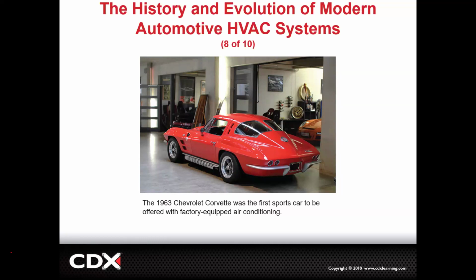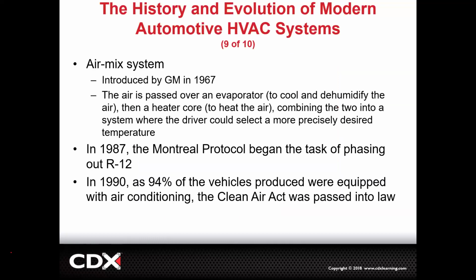Cool. From there, in '67, GM came out with this thing called the air mix system. So the air was passed over an evaporator, which would cool and dehumidify the air. Then a heater core to heat it. So basically, you'd heat and cool the air. But what that would mean was before this moment, you had heat or you had AC. And when you had heat, it was all the heat. And when you had AC, it was all the AC. But now this could actually mix the airs.